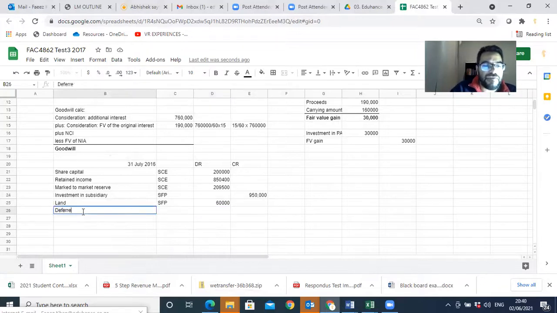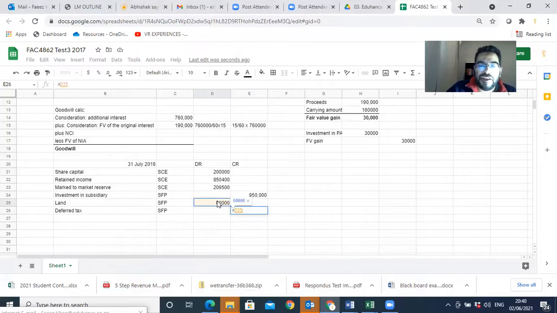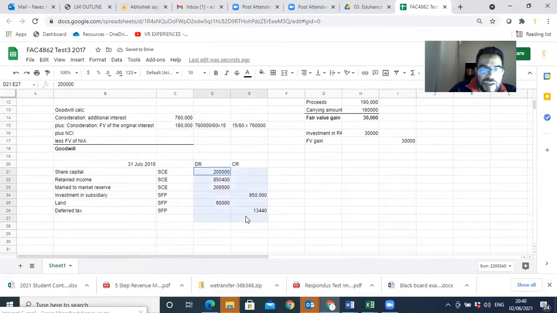We will have deferred tax. So remember, deferred tax, SFP, this will be a liability. Because it's land, it'll be 80% times 28%. So it is the gain multiplied by 80% multiplied by 28%. So remember, it's a capital asset, so it's at the CGT rate. The next would be what?